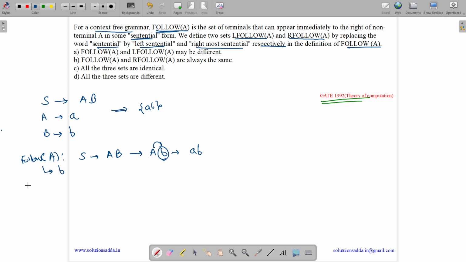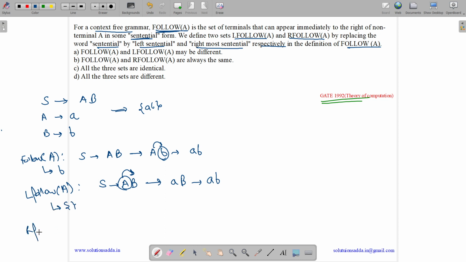Now let us see what is L follow of A. L follow of A is the set of terminals that appear immediately to the right of a non-terminal A in some left sentential form. So let us draw the left sentential form. In left sentential form, always the leftmost non-terminal is replaced. So here A is replaced by small a and B, then B is replaced by b. So here we can see, to the right of A, no terminal appears, only a non-terminal is there. So L follow of A is empty or null.